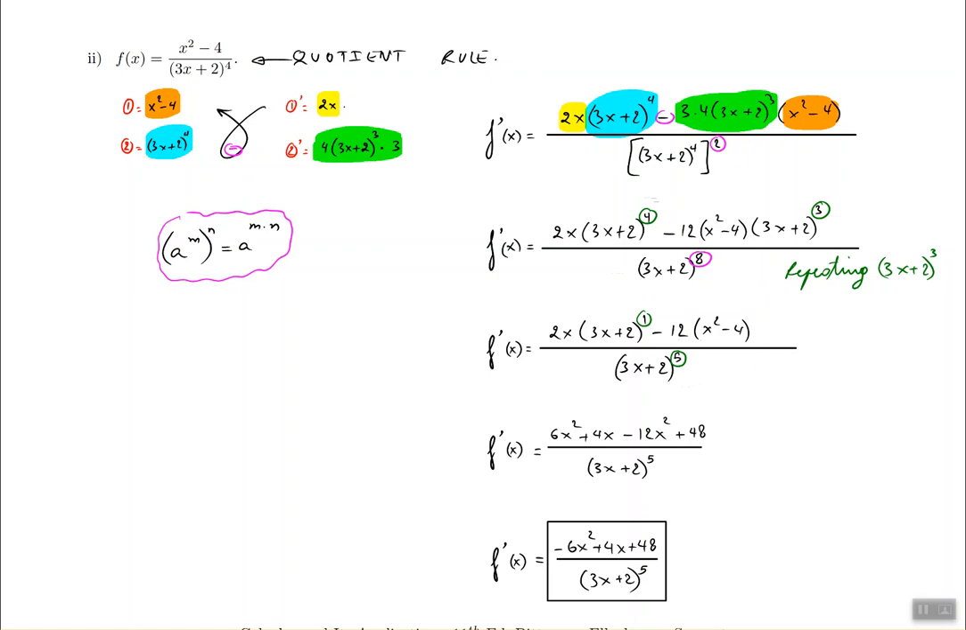Once I did that, it was pretty straightforward from then on. So multiply the 2x, multiply the negative 12, combine some like terms, and you're basically finished with the question. So I hope that made sense.